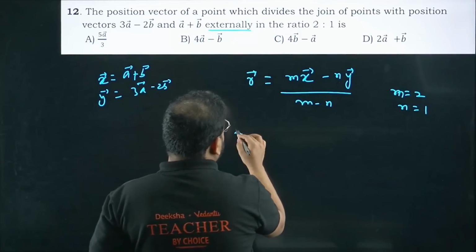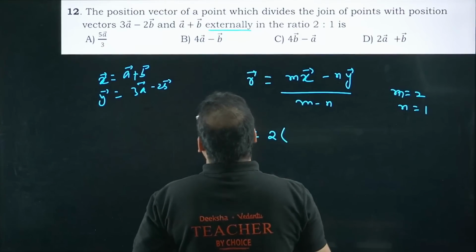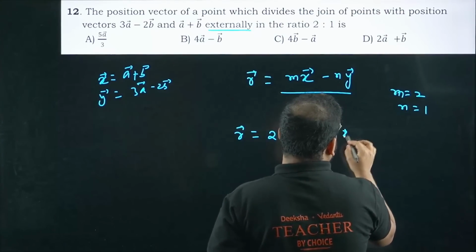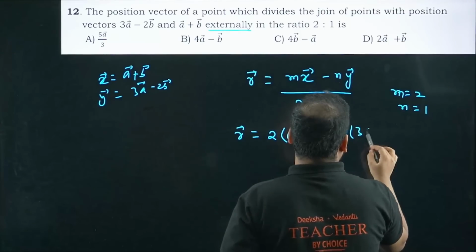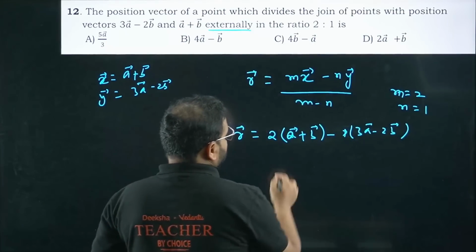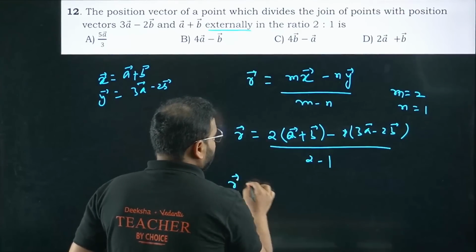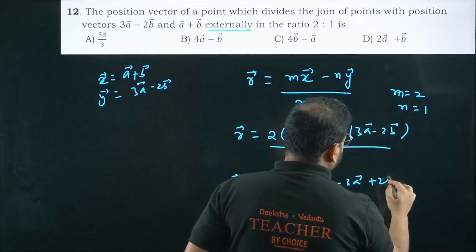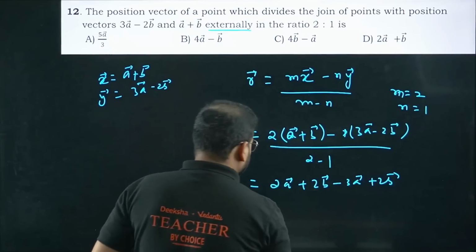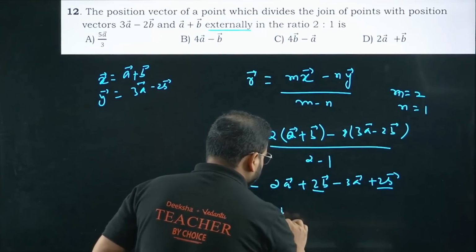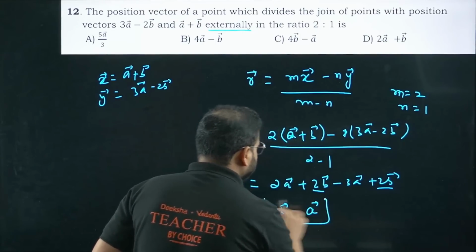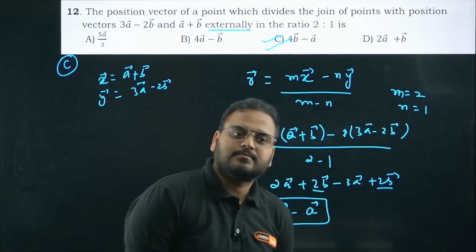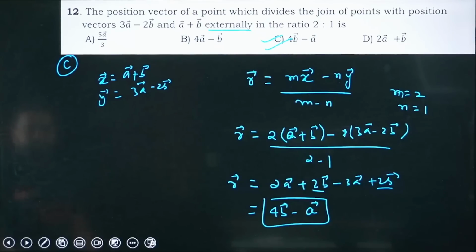Let's use it in the expression. What do I get? R equals 2 times a plus b vector, minus 1 times 3a minus 2b vector, divided by 2 minus 1. So R will come out as 2a plus 2b minus 3a plus 2b. We are getting 2a minus 3a, which will become minus a, and 2b plus 2b is 4b. So the vector is 4b minus a. This is done. Option number C is correct. Is that clear? I hope this is clear. Okay, question number 13 now.